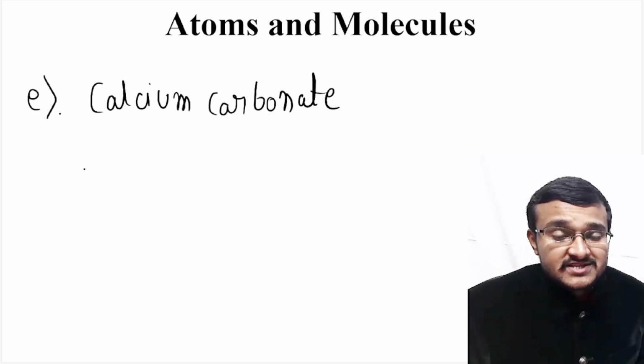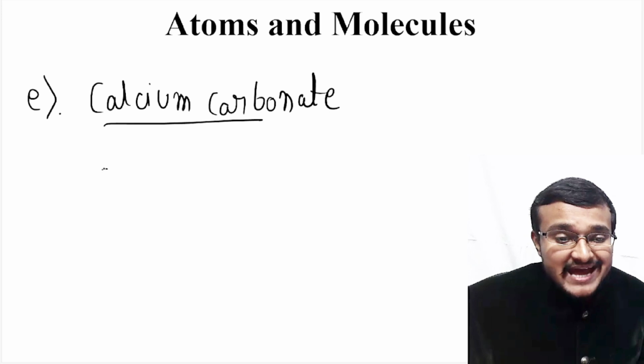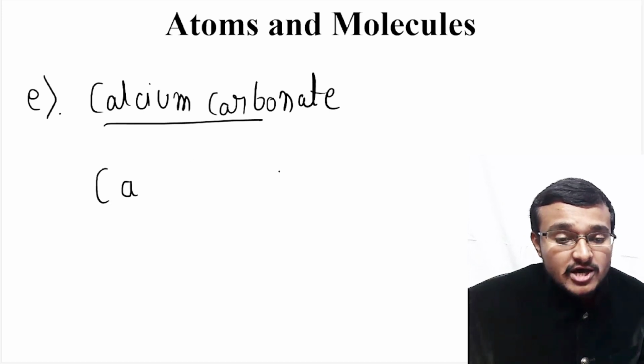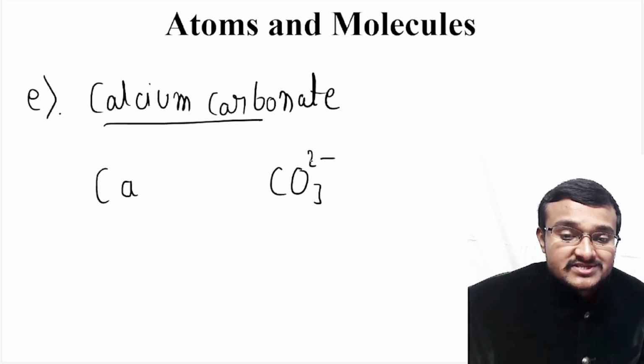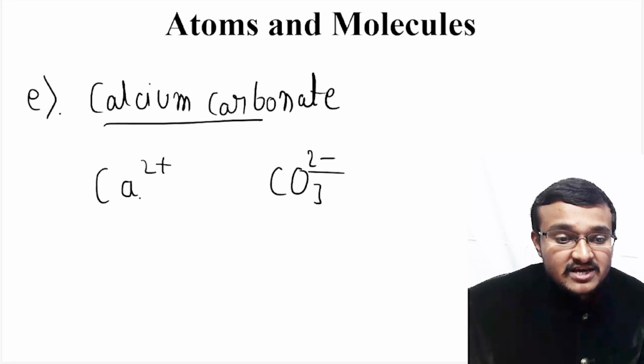So coming to the E question in this fourth question, they have given calcium carbonate. In calcium carbonate you have calcium and carbonate, that is CO3 2 minus. So CO3 has 2 minus charge and Ca has 2 plus charge. So here one Ca2+ can easily react with one CO3 2-, so that this 2 plus and 2 minus charge can be satisfied.